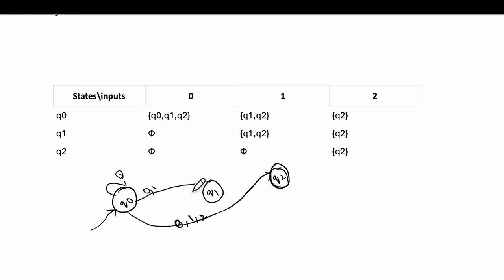Now Q1 on 0, it's not going anywhere. Q1 on 1, it's going to Q1 and it is also going to Q2. Q1 on 2, it's going to Q2. Q2 on 0, it's not going anywhere. Q2 on 1 and Q2 on 2, it's going to Q2. Now this is the NFA without epsilon for the given NFA with epsilon.